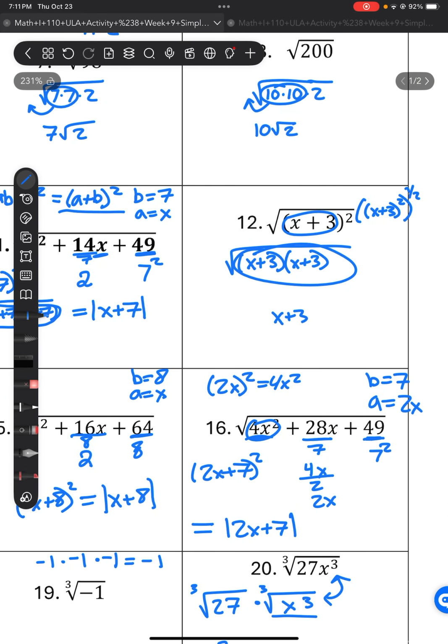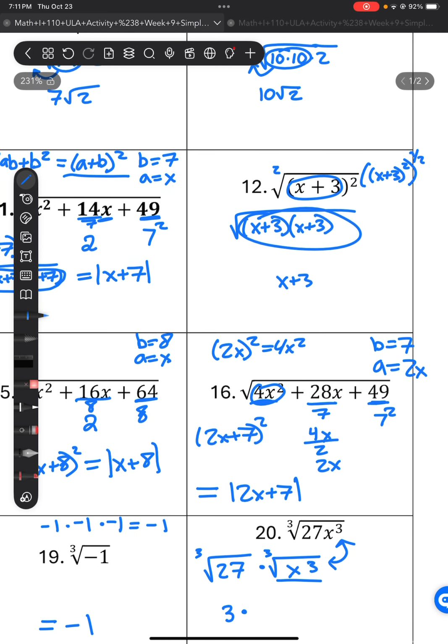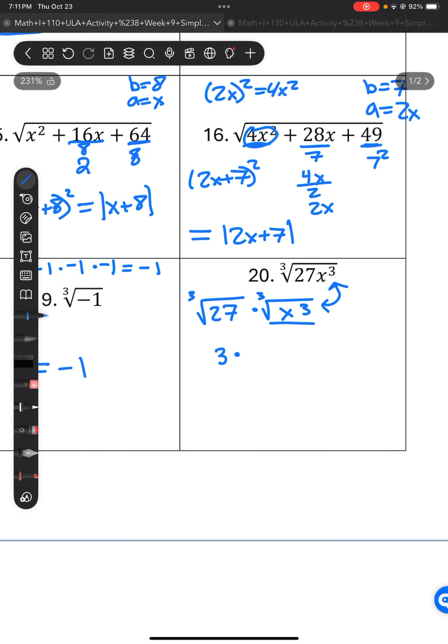Now, similarly to number 12, right? It was a square root that had a root in there. Or it was a square root with a being squared, right? These match. So I can just take out x, because this is the same thing. Right? So, taking it out, I'm just left with 3x.